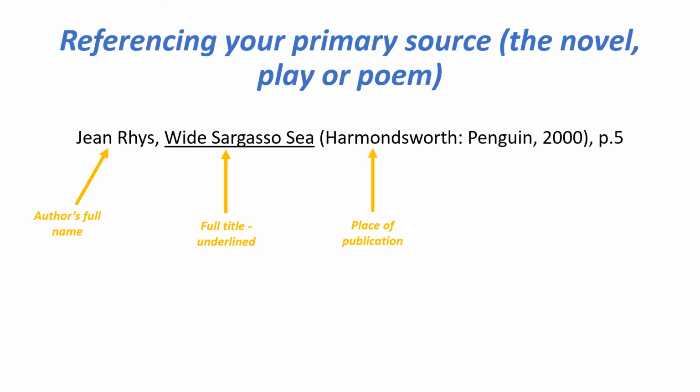So you have the place of publication, you have a colon, and then you have the name of the publisher, so it's Penguin here, and the year of publication. And then you close your brackets, you have a comma, and you have the page number that you've taken the quotation from. Now, I know lots of you think that I'm really pernickety about things like punctuation and presentation and so on, but you've got to make sure that you get the punctuation right for this and keep it consistent across all of your references.